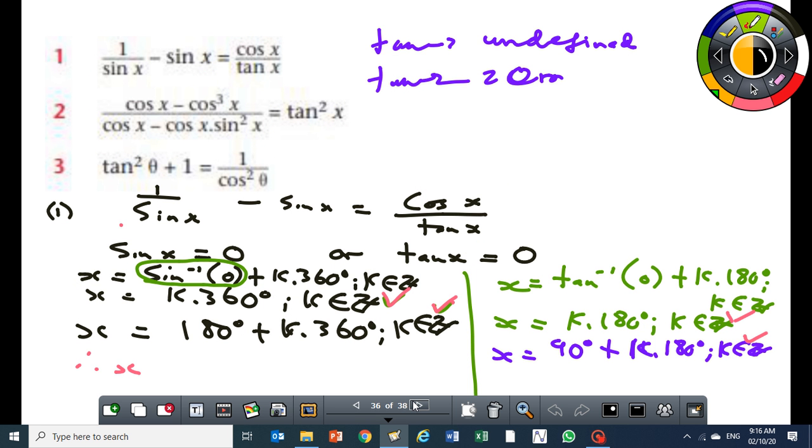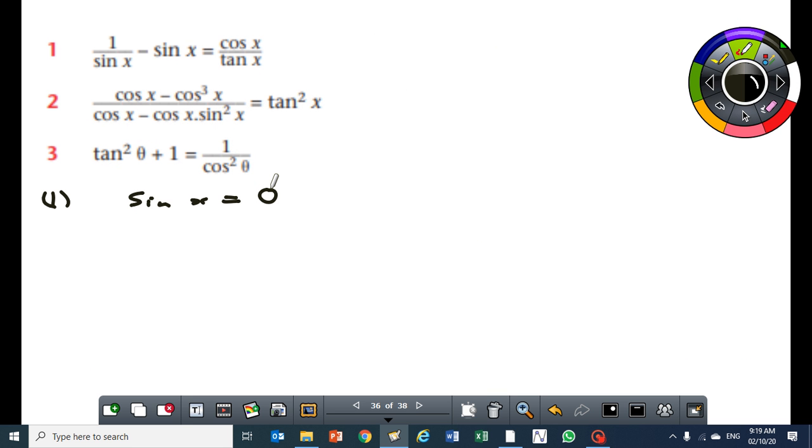Okay, so I've got a few examples here. We equate the denominator to 0 and determine the values of x. Then for tan, we also have tan x equals 0.